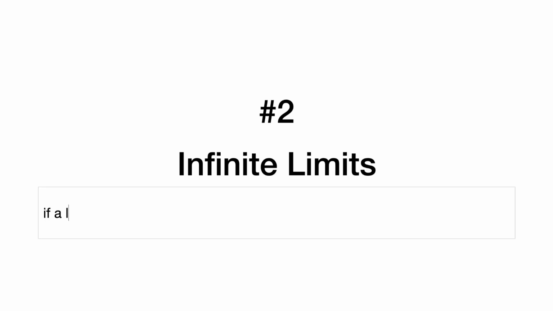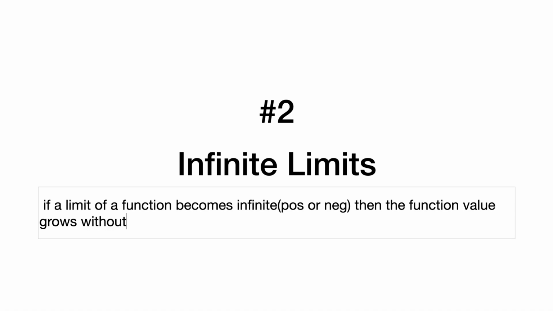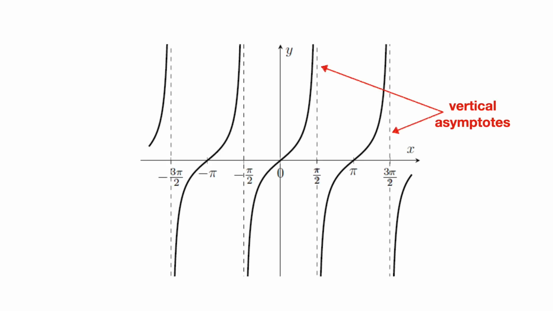Second case is infinite limits. You can get a negative infinity or a positive infinity. If the limit of a function becomes infinite, positive or negative, as the input approaches a particular value, it means that the function value grows without a bound as the input values get closer and closer to that point. This happens when a function has vertical asymptotes. An asymptote line can be vertical or horizontal. It's a value where your function approaches but never touches.